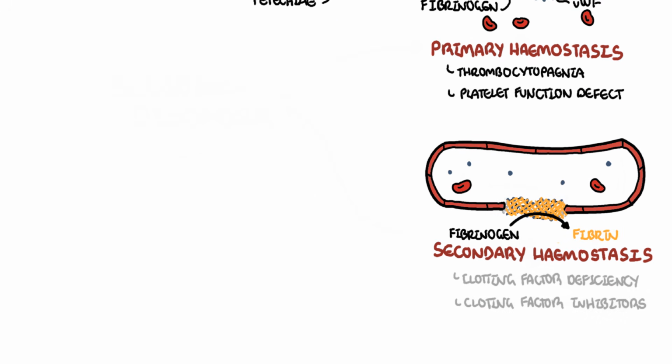Bleeding disorders from secondary hemostasis are because of problems in the clotting factors. This can be due to clotting factor deficiency or presence of clotting factor inhibitors. Clotting factor inhibitors prevent clotting factors from forming a clot, and so clotting factor inhibitors increase the risk of bleeding.